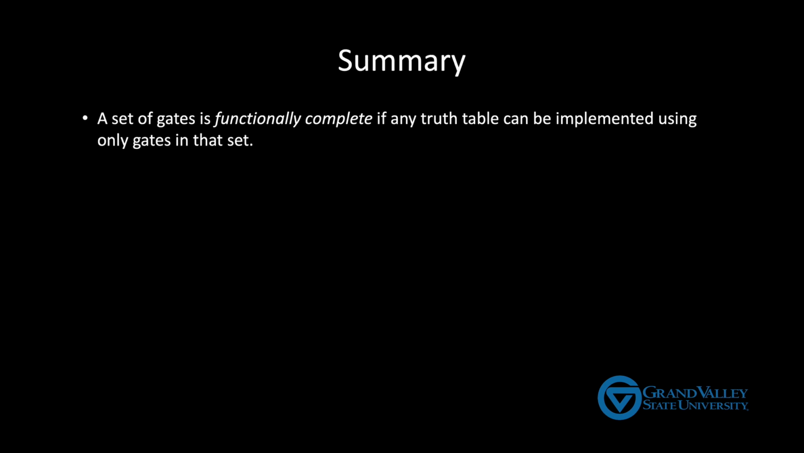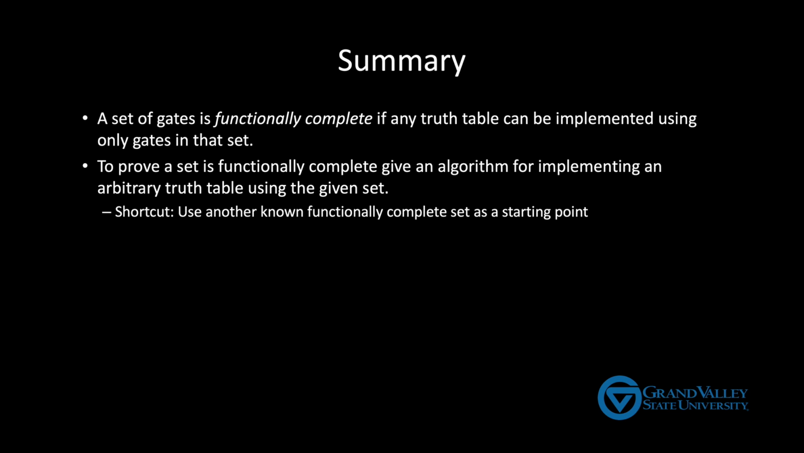All right, let's summarize. A set of gates is functionally complete if you can implement any truth table using only the gates in that set. And then to prove that something's functionally complete, you effectively need to give an algorithm for implementing an arbitrary truth table using the given set. Of course, the conventional way to do this is to use the shortcut where you start with a known functionally complete set, typically AND, OR, and NOT, and then you show how you can build the known functionally complete set from the set you're trying to prove.